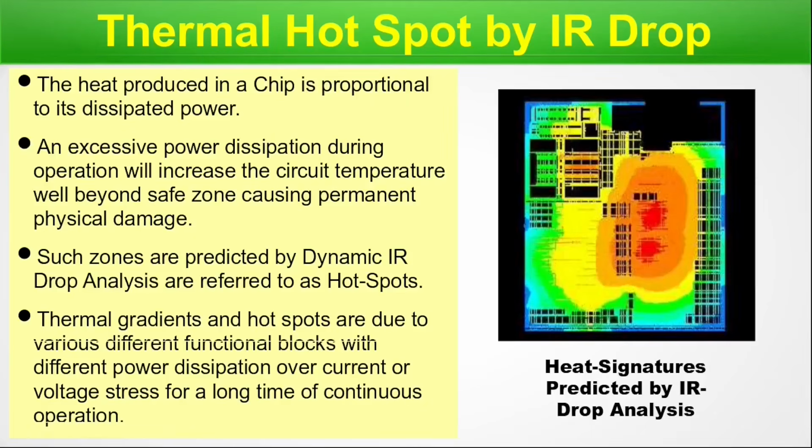Thermal gradients and hotspots arise due to various functional blocks with different power dissipation, or over current or voltage stress for a long time of continuous operation. Generally, if it is a handheld device, it is switched off. But in the case of network routers or servers, they are kept on for a long time. So these are under constant current or voltage stress. If any hotspot generates in such a chip, over time it will grow and become fat, and the damage will happen to a larger part of the circuitry.